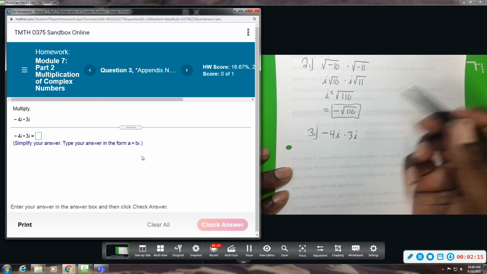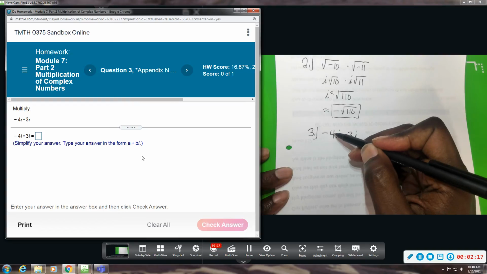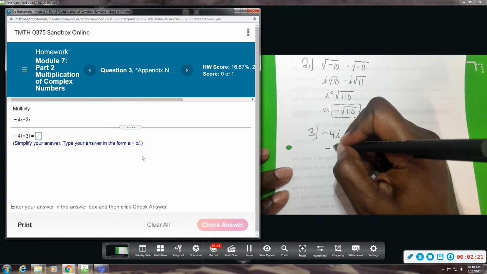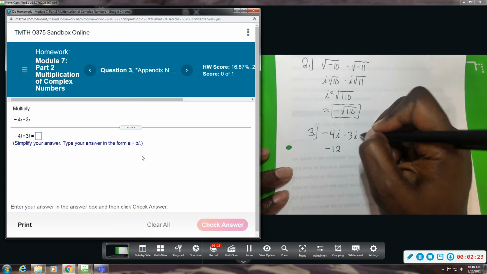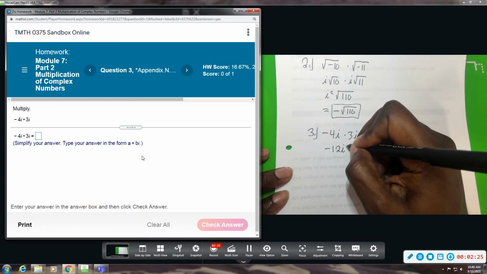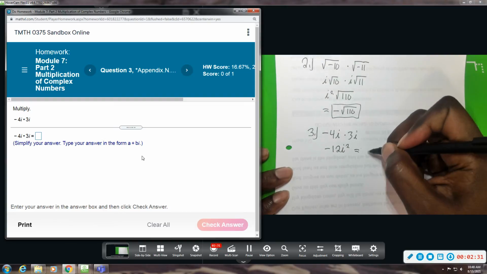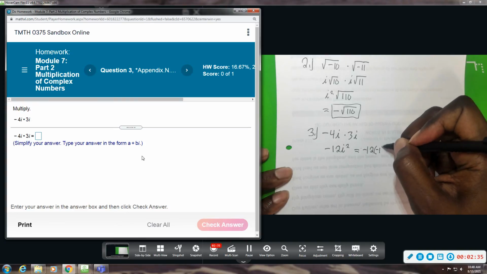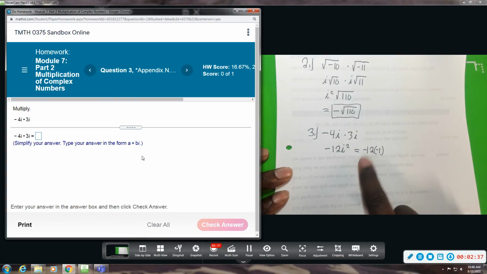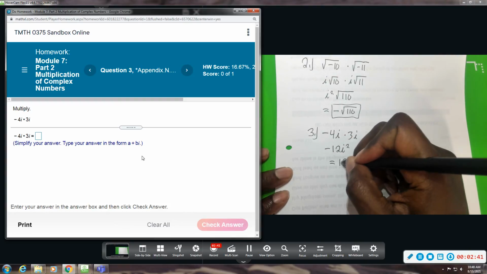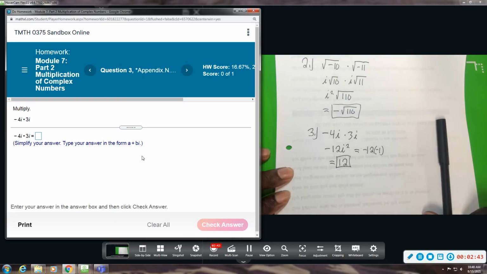All right, so here we're just going to multiply as normal. Negative 4 times negative 3 will give us a negative 12. And then the i times i will give us i squared. We're going to rewrite the i squared as a negative 1. So what we're looking at is negative 12 times negative 1, and a negative times a negative will give us a positive. So our final answer will just be positive 12.